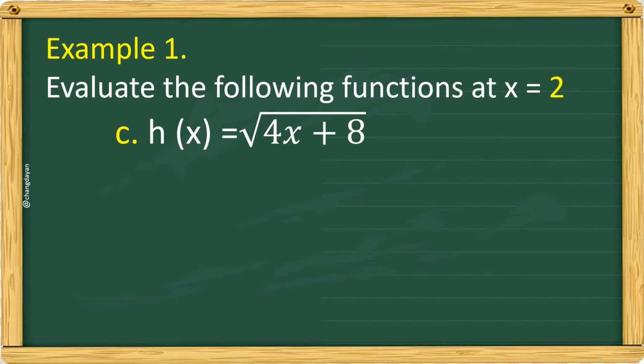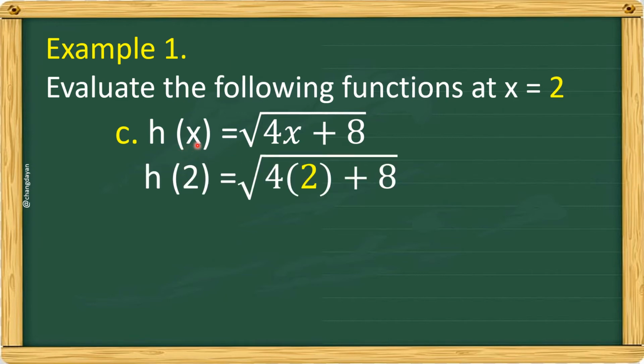Next, for letter C, we have here the radical sign. Again, we will just substitute 2 to your x. Given here, h of x equals the square root of 4x plus 8. The first thing to do, substitute. So as you see, x here becomes 2. Our x inside the radical sign also becomes 2. And you have h of 2 equals square root of 4 times 2 plus 8.